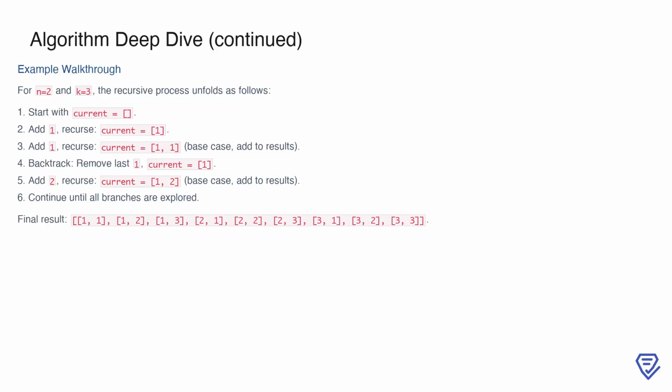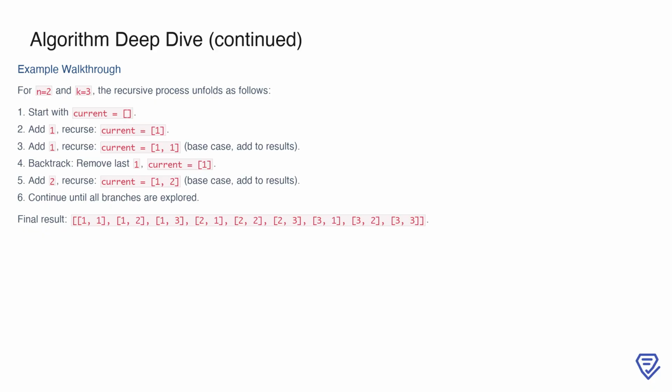To see how this algorithm works in practice, let's walk through an example with n equals 2 and k equals 3. We start with an empty list as the current outcome. First, we add 1, creating [1], and recurse. Then, we add another 1, forming [1, 1]. Since this list has reached the desired length of n, we add it to the result list and backtrack by removing the last value, returning to [1]. Next, we add 2 to form [1, 2], which is another complete outcome, so we add it to the results and backtrack again. This process continues until we've explored all possible face values for the current die.